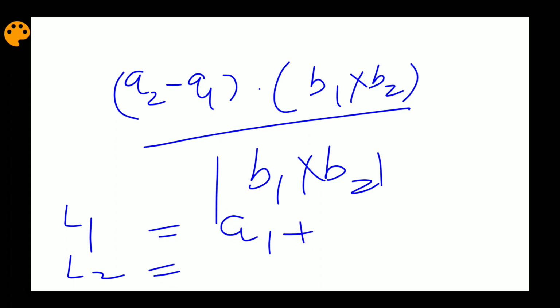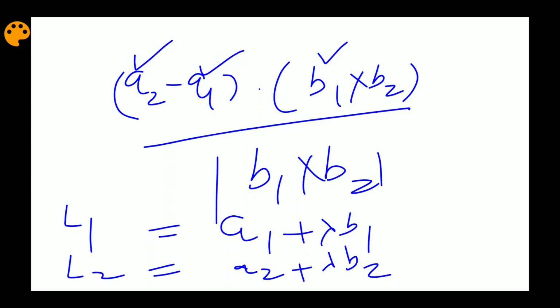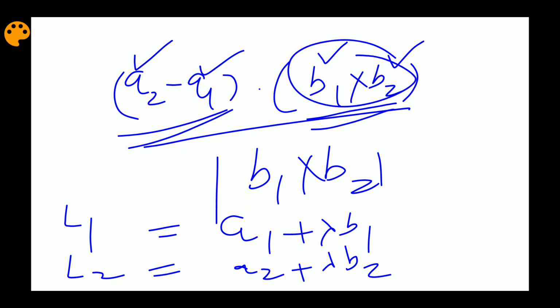This is a1 plus lambda b1, and this line is a2 plus lambda b2, where a1 is a point of line 1, a2 is a point of line 2, b1 is the direction ratio of line 1, and b2 is the direction ratio of line 2. So take the cross product of the direction ratios and do the dot product with the subtraction of the points, and divide it by the magnitude of the cross product. You will get the shortest distance between two skew lines.